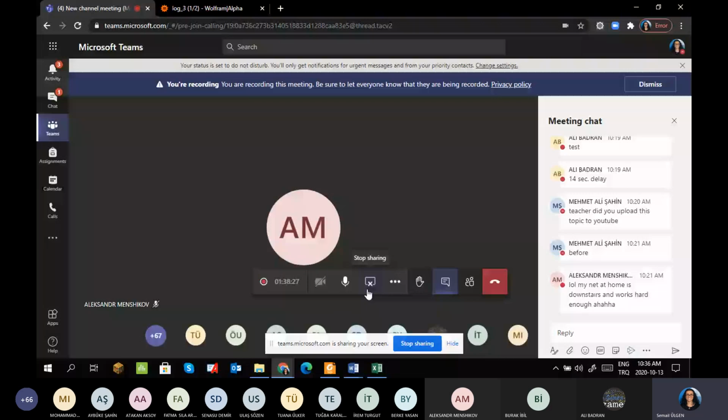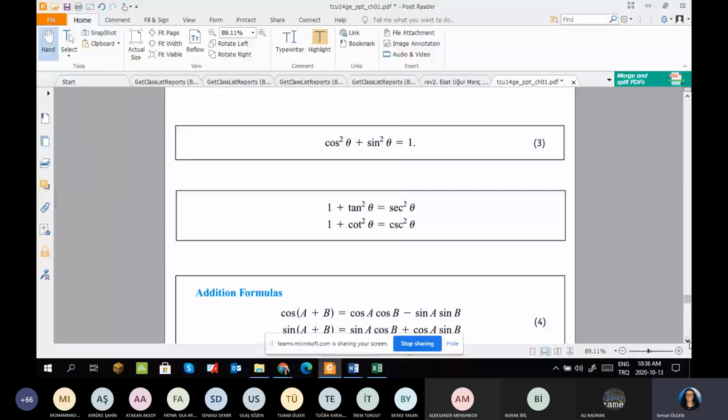These are maybe previous knowledge, but I have to recall. And I want you to verify this: instead of tangent, write sine over cosine and square it. Then you're going to see that you get this. Okay, it's good practice. Do this at home.